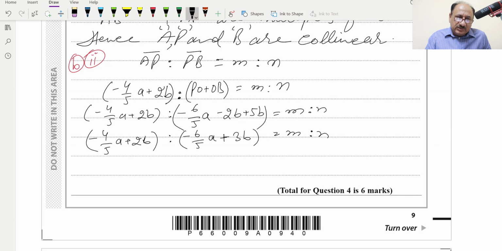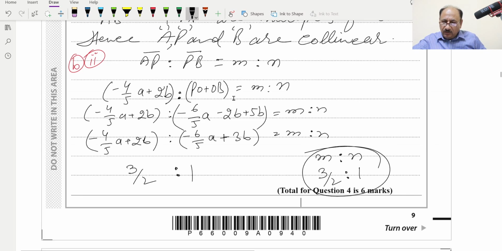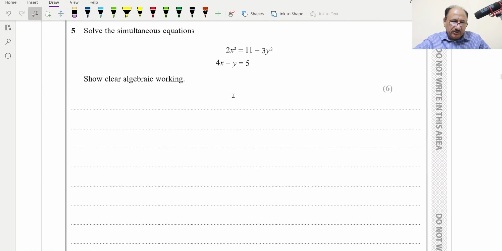And if we check, this is 3 by 2, this is 3 by 2, and this is 1. In other words, if you multiply this one with 3 by 2, you will get this. So m, we can write here, this will be 3 by 2 ratio 1. So M ratio N is 3 by 2 ratio 1, and this will be our final answer for this part. We are done with this question.